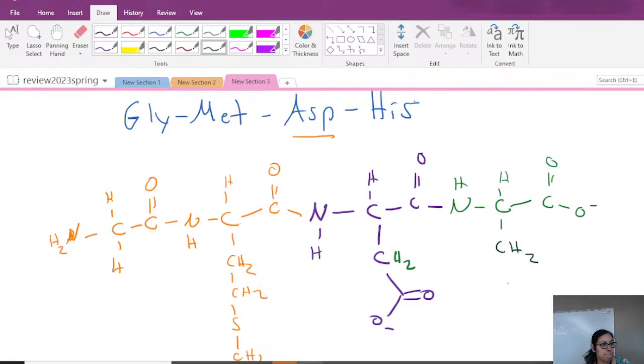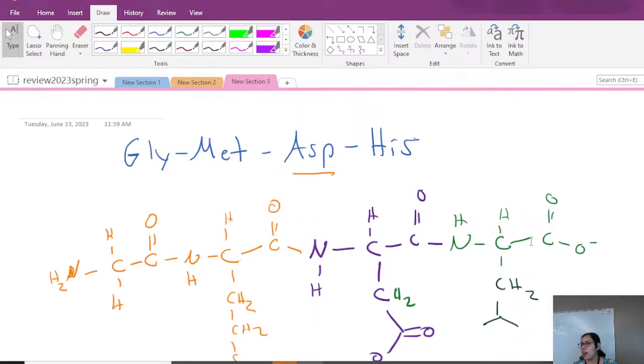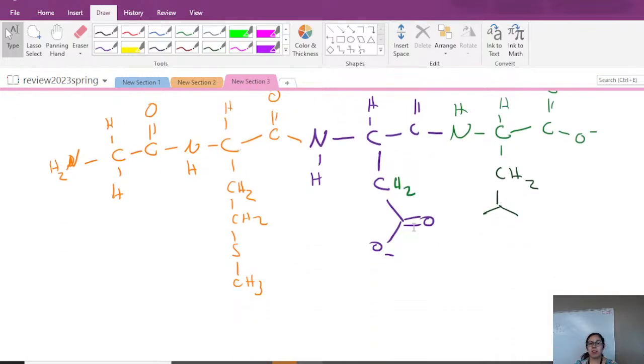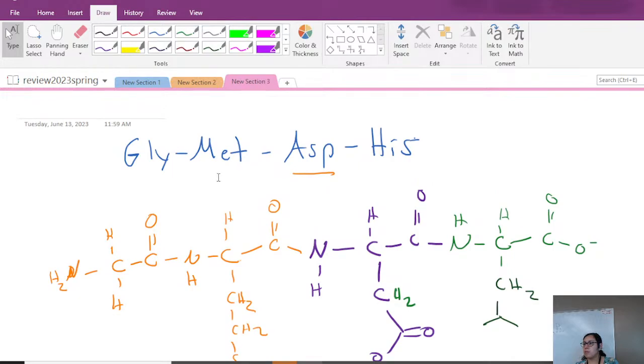Where is an appropriate place to show the waters that are formed? This case isn't really asking for that, so that would be more if you were doing glycine plus met, and then you could more explicitly draw the waters, but this one's just asking for the chain.